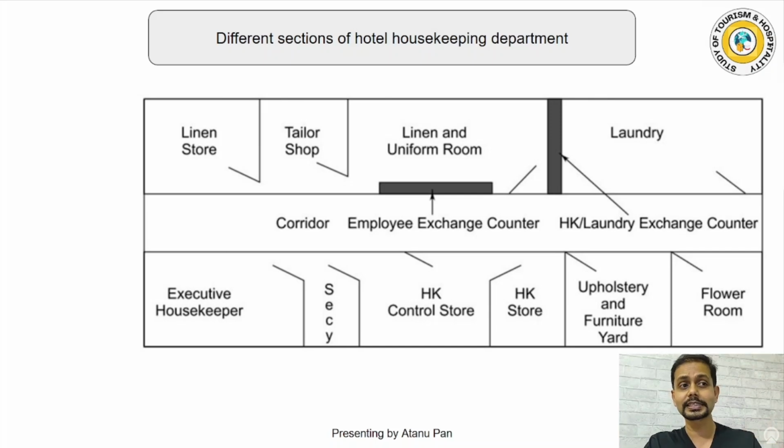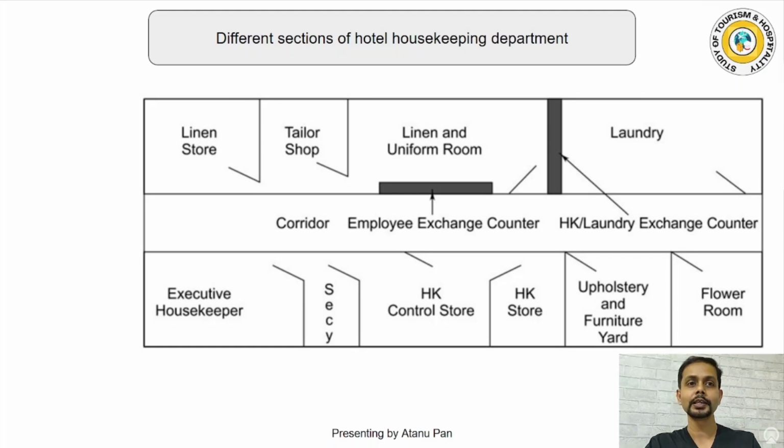Now what is the difference between the linen store and the linen and uniform store? Basically in the linen store, we keep the linen materials, from which we can stitch the uniforms, and also the fresh linens. The uniform materials are also stored there, so the tailor can access them.